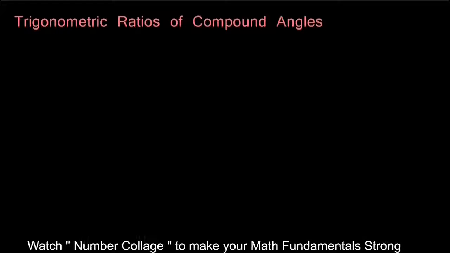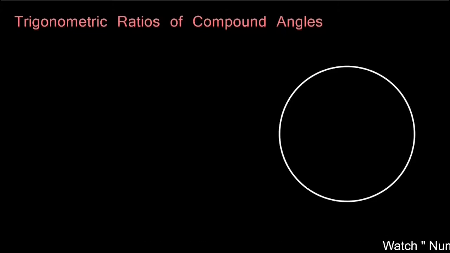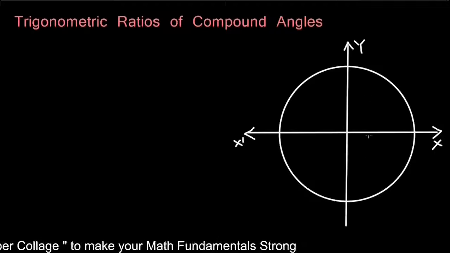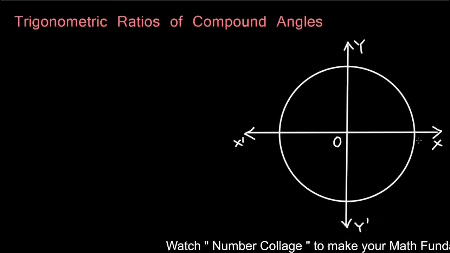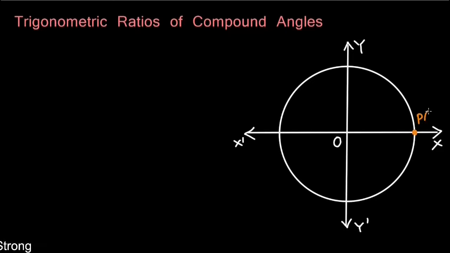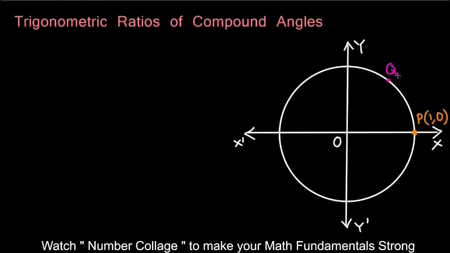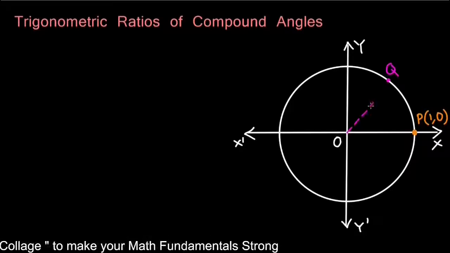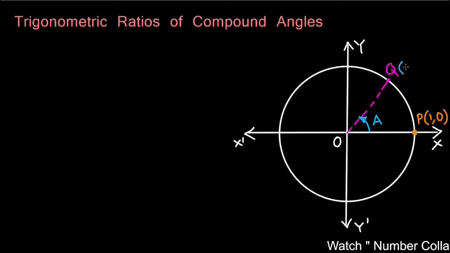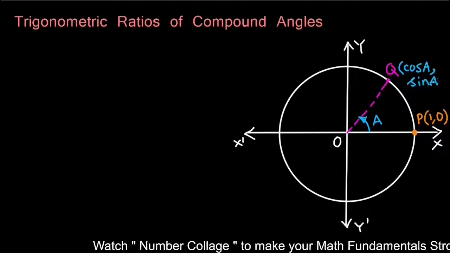First, let us draw a unit circle, and a Cartesian coordinate system through its center, so that this is x-axis, y-axis, origin. Since this is a unit circle, the coordinates of point P on this unit circle and on the positive x-axis will be 1, comma 0. Next, we will take point Q on this unit circle and join Q with the origin so that angle POQ is A. Therefore, coordinates of point Q will be cos A, comma sin A.